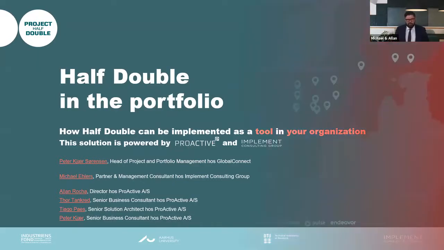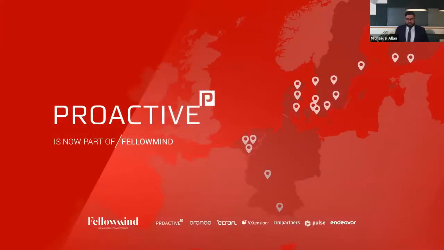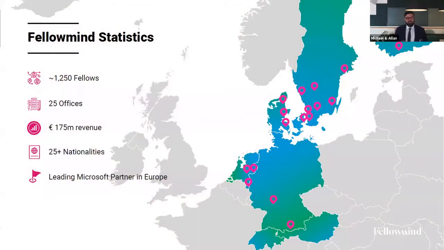A little bit before we can get started, I would like to give you a background about our organization. We are called Proactive. We have been over 21 years in this market. We are now part of the Fellowmind group. That means we are covering over 25 different offices within Europe with more than 1,250 fellows or employees.